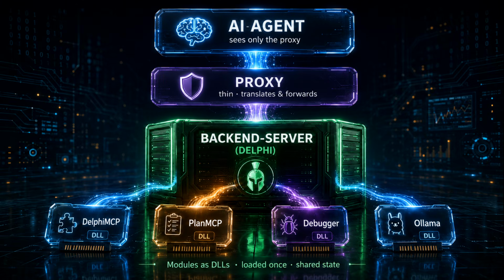At the very top sits the AI agent. In the middle, a thin proxy, the only endpoint the agent ever sees. It contains no business logic. Its job is to translate messages and forward them to the backend, deliberately thin. At the very bottom sits the truly interesting part, the backend server. A Delphi application that loads a collection of modules as DLLs, manages sessions, dispatches calls, and holds shared state. There are three kinds of modules. Agent-side modules provide tools, MCP server DLLs, that the AI calls directly: read, write, compile, debug, search.